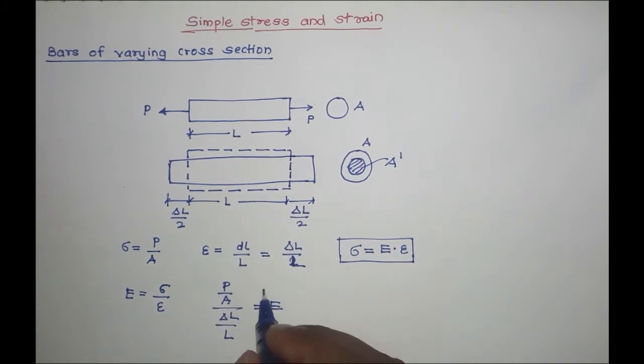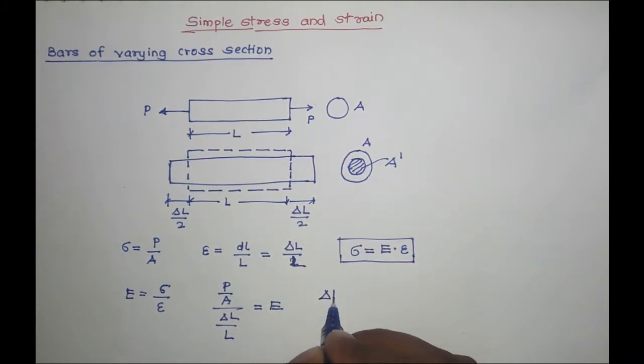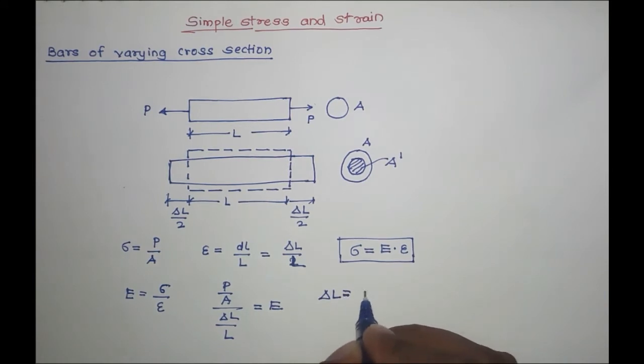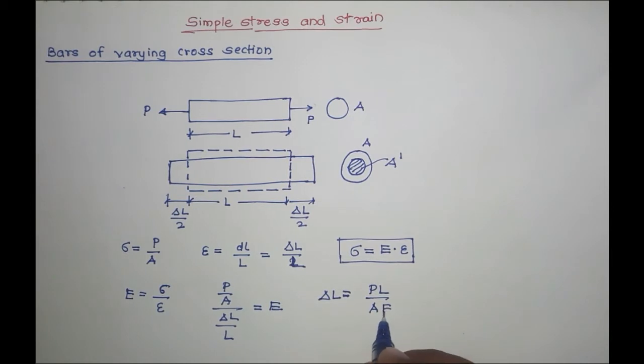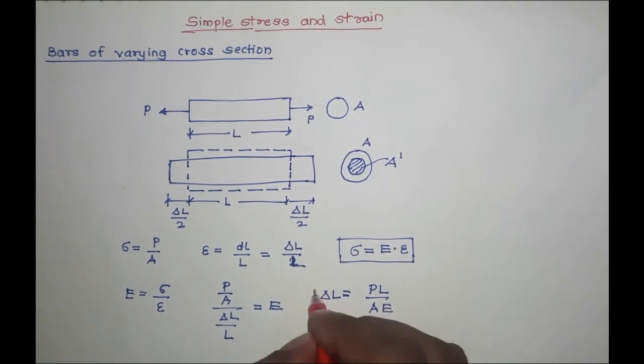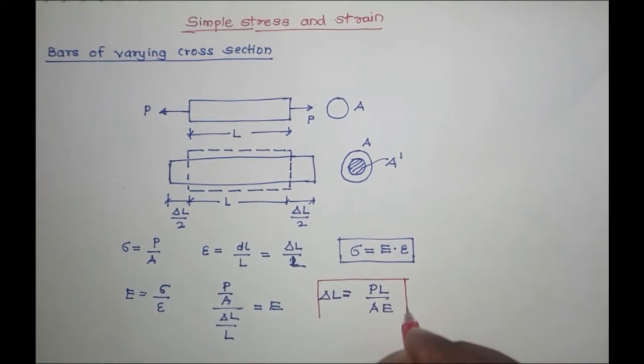Now if I resolve this, what will I get? I will get delta L is equal to PL divided by AE. This is what we have derived in the earlier lecture. This is the equation when the object has a cross-sectional area A and a length L. Now when the object has multiple cross sections and multiple lengths, what will happen to that particular part? That we will try to understand.